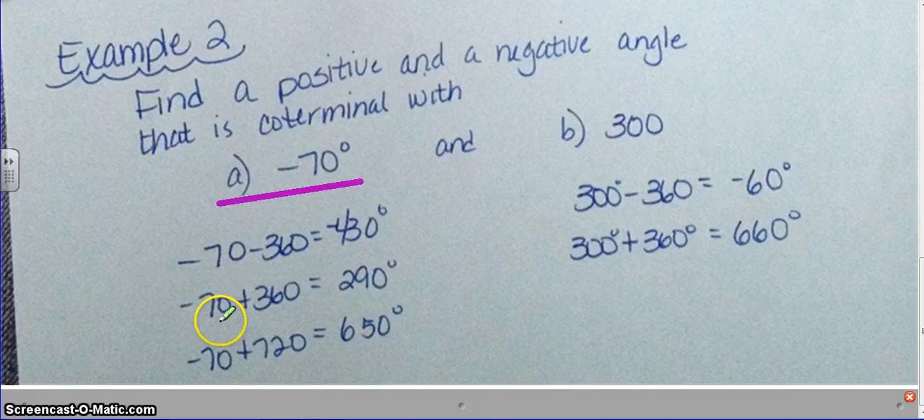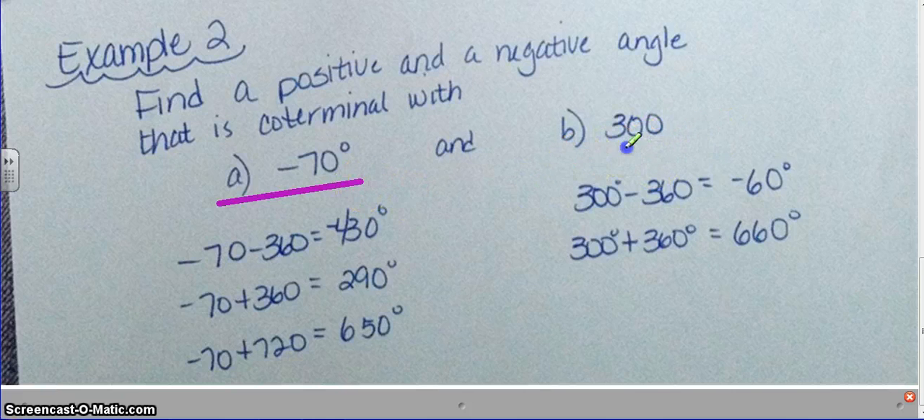Or I can take the negative 70 and add 360 to that, which would give me 290. So 290 degrees is coterminal with negative 70 degrees. And I could also do negative 70 plus 720, which is just 2 times 360, to give me 650 degrees. I could do this forever. There's an infinite number of coterminal angles with negative 70 degrees.